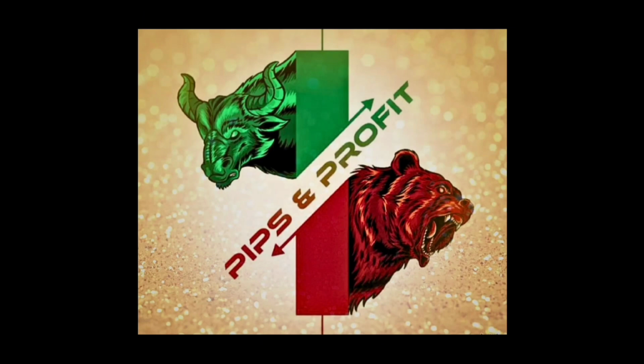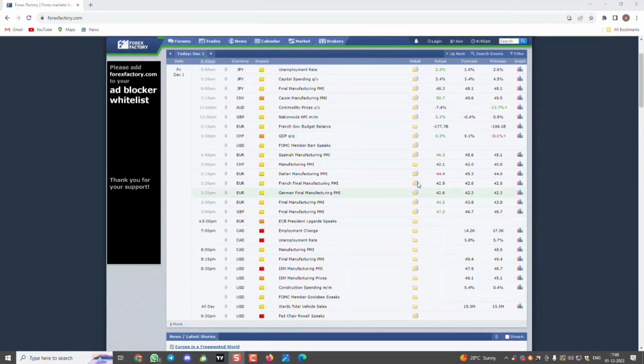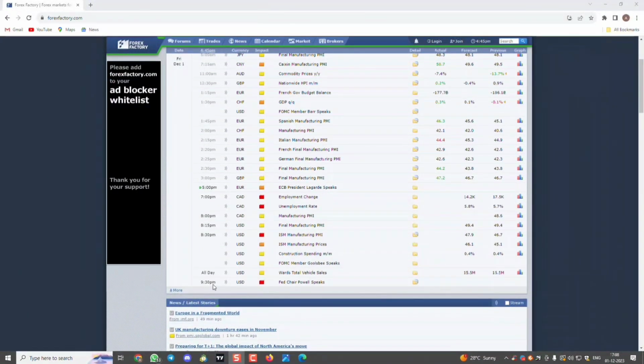So let's get started. Now we can see the economic calendar today for USD. Some data is available for ISM numbers, so it may definitely impact gold and USD pairs. And after that, around 9:30 p.m. Indian time, the Fed Chair Powell speech is also there. So the market may be volatile at that time.